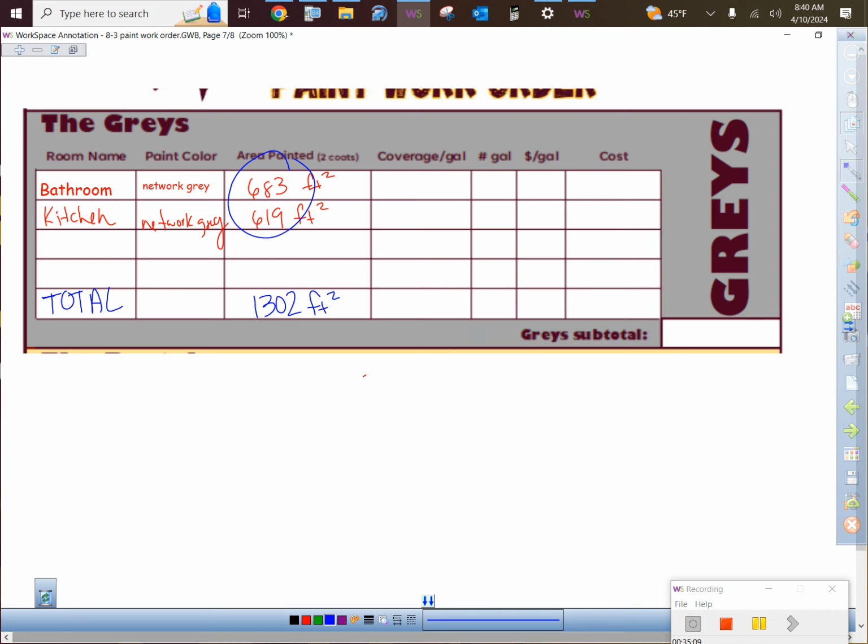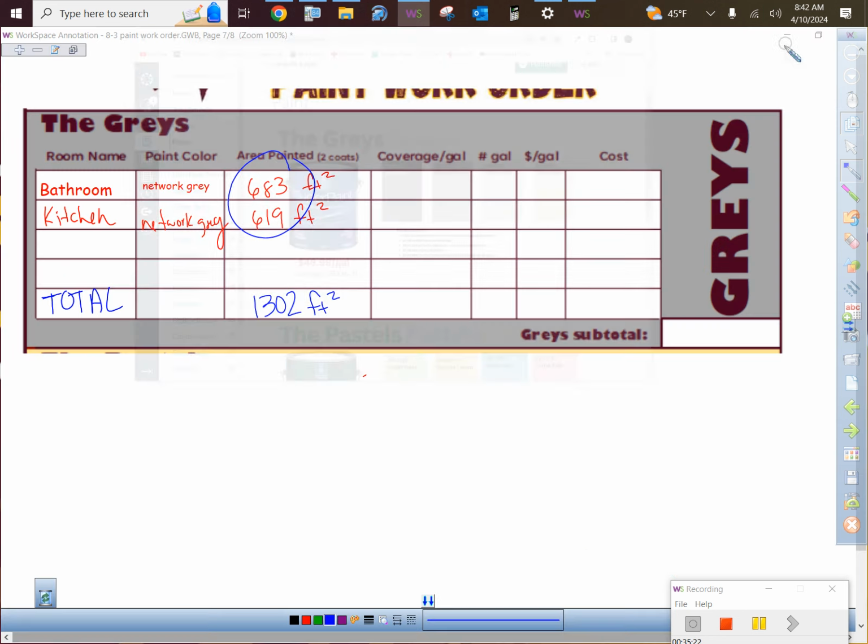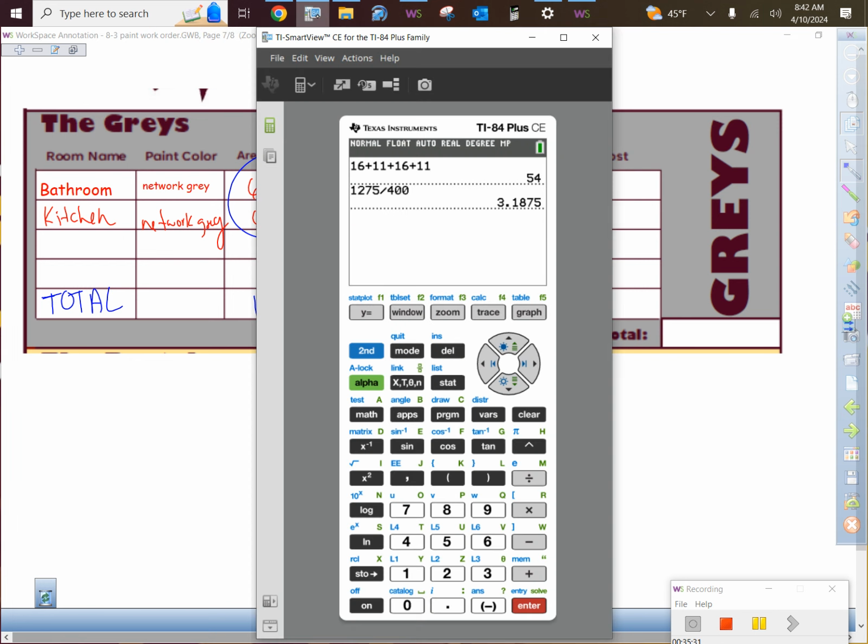Let's go back to Network Gray. Here's the category I'm on. What is the coverage that Network Gray gives me? 325 square feet. So 325 square feet. So I need to divide this by 325. So 1302 divided by 325, baby. Ooh. Doesn't that suck, right? How many gallons of paint should we buy?